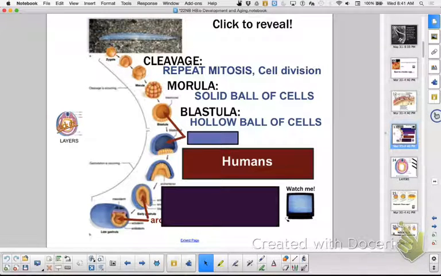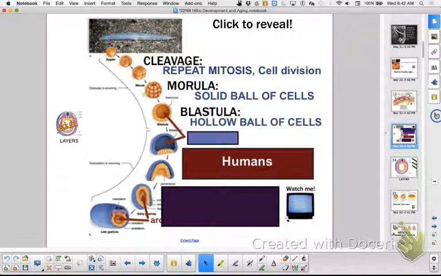Cleavage. And you form a solid ball of cells called a morula. Then we pump in salt. Who follows? Water. And we form a blastula, a hollow ball of cells. And that happens on day 5. The cavity inside is called the blastocoele. If you go like this, maybe you'll think seal, like I'm sealing it back. Blastocoele. Good.